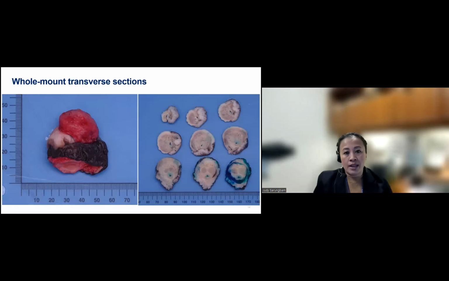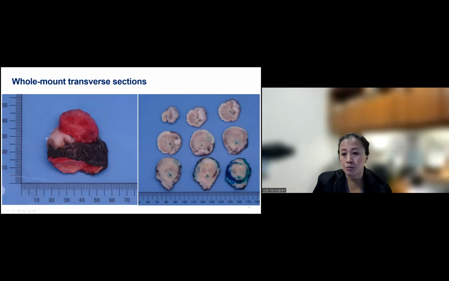Another way we can process this specimen is transverse sectioning the penis and then submitting the whole mount sections. After taking the margin sections, the penis is fixed for several hours and then serially sectioned from proximal to distal, and this is the corresponding serial section of this penectomy specimen.